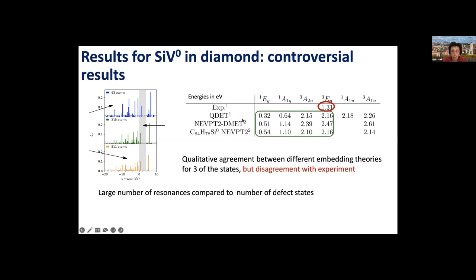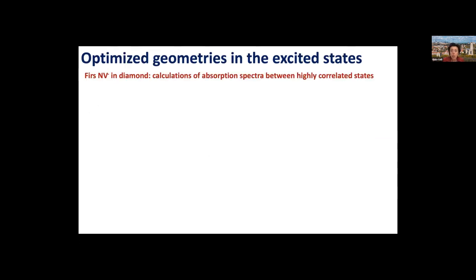And we actually have a project specifically in collaboration with my colleague here, Laura Gagliardi, who is an expert in the MET, to understand what's going on. So one question is, do we have the right geometries for this system? Is the geometry a problem for us? So we also carried out a project to compute optimized geometries in the excited states.